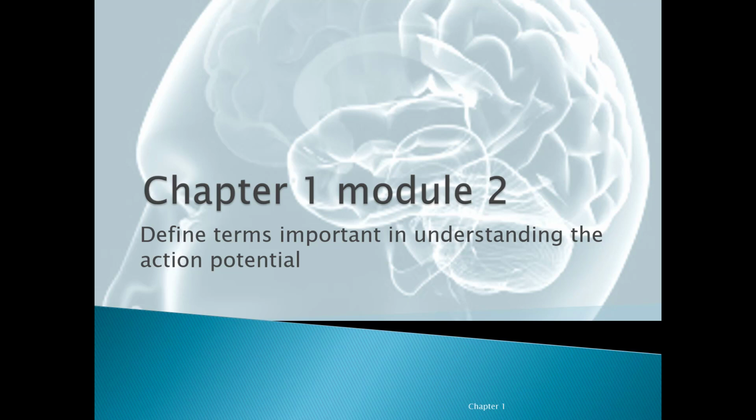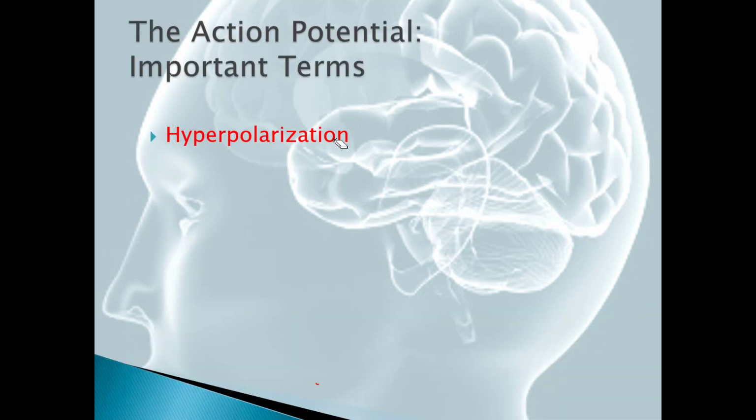This video continues on with Module 2 of Chapter 1, and in this video we'll define terms that are important in the understanding of the action potential. So the first term we're going to talk about is polarization, and we've already had a little bit of a discussion about what this part of this word means, polarization.